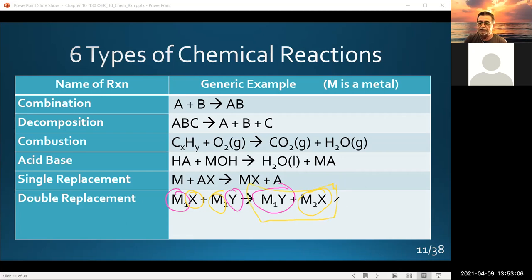If one of them is insoluble, let's assume M2X is insoluble, which is governed by the solubility rules, then we have a reaction. If both the new products are soluble, no reaction.